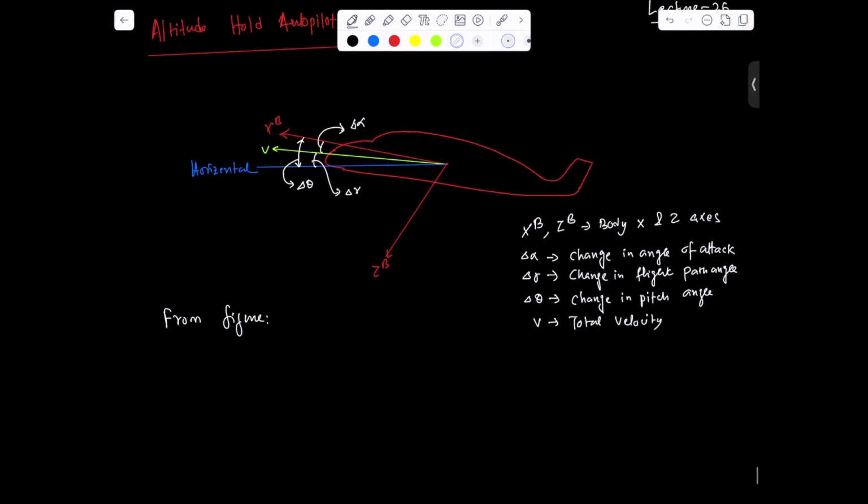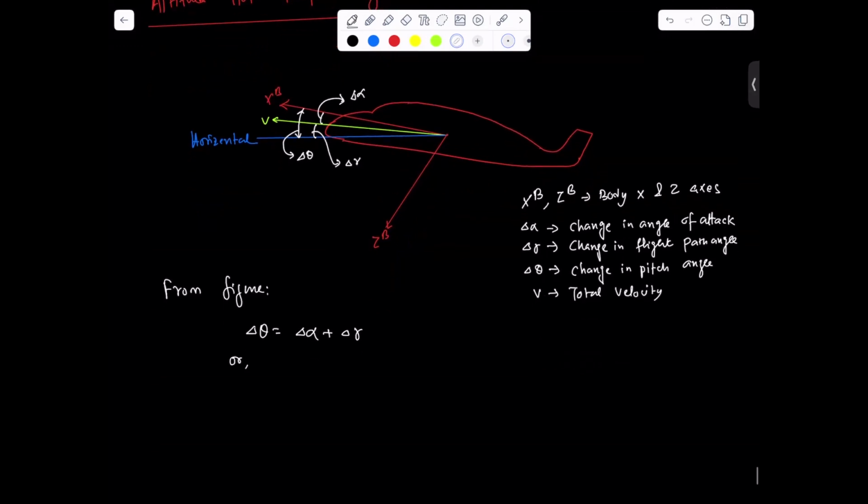We can write del theta equal to del alpha plus del gamma, or del gamma equal to del theta minus del alpha. So here we can find the vertical height as a function of climb angle.